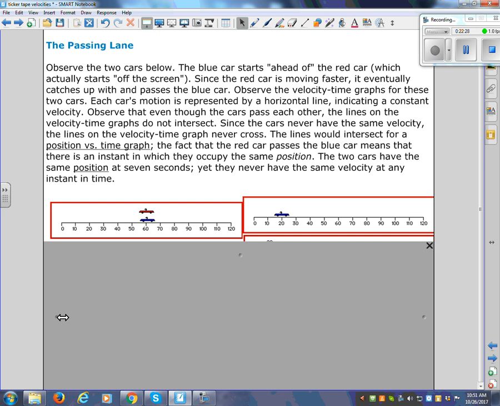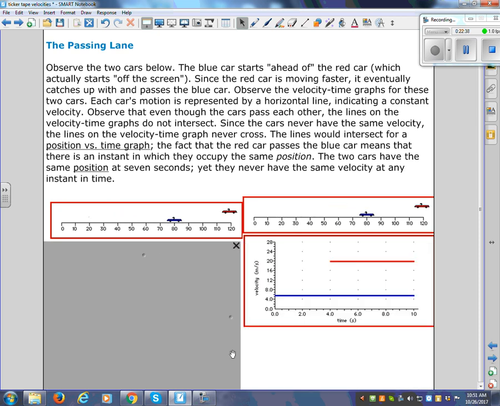So here, I'm going to show you. There we go. Velocity time graphs are going to look like that. How come the red graph starts in the middle there? We only see it after 4 seconds. We don't know what it's doing ahead of time, right?